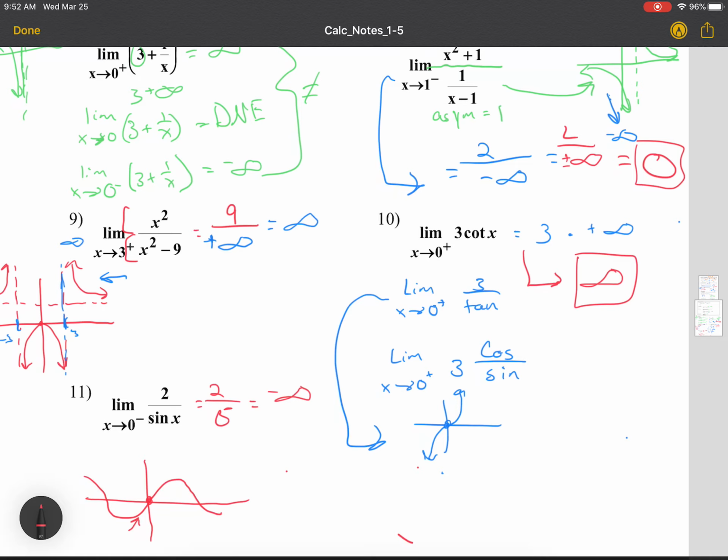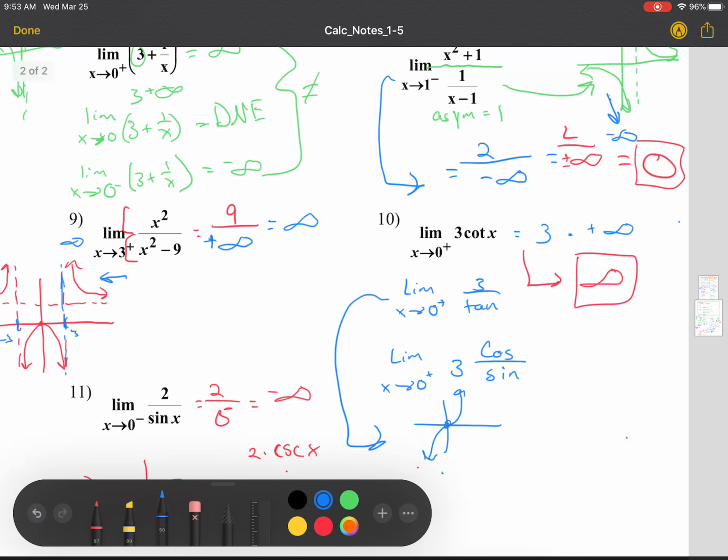Another way to look at this is you can break this down. Again, just like we did for 10, you can switch it up a little bit. You could look at this as 2 times cosecant x. And with cosecant x, as cosecant x approaches, I don't know if you guys remember these graphs.